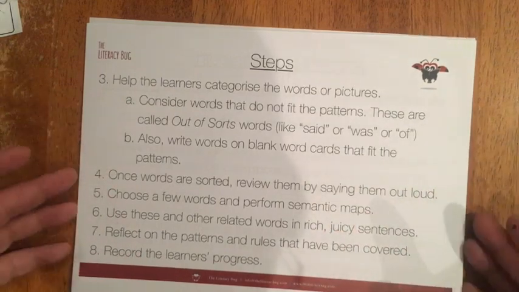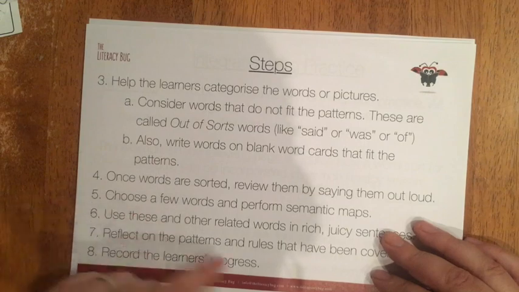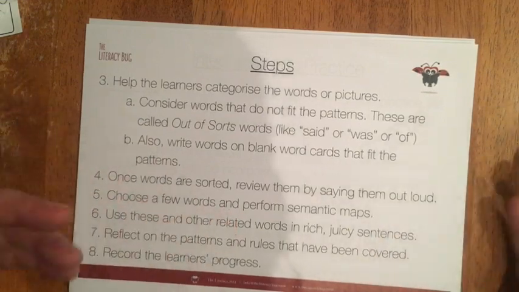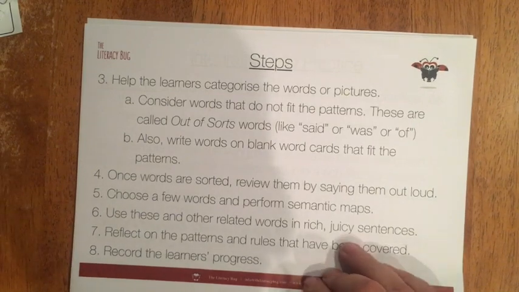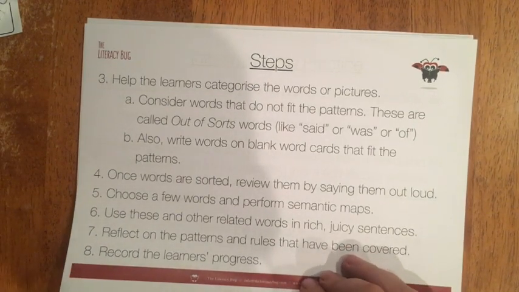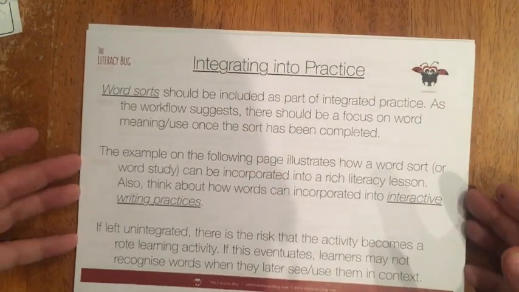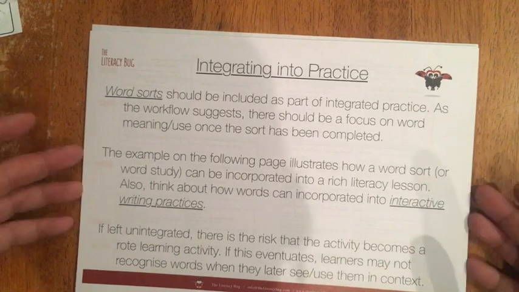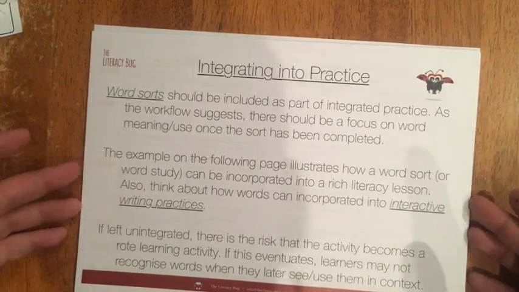Once words are reviewed, say them out loud. Say each column out loud. Choose a few words and perform a semantic map or explore their meaning, and then write really rich, juicy sentences from those words, and then reflect upon those patterns once they're covered. And the key thing is also integrate it into practice. Word sorts shouldn't be done on their own. It should be part of a rich literacy cycle, and I'll show you one on the next page.